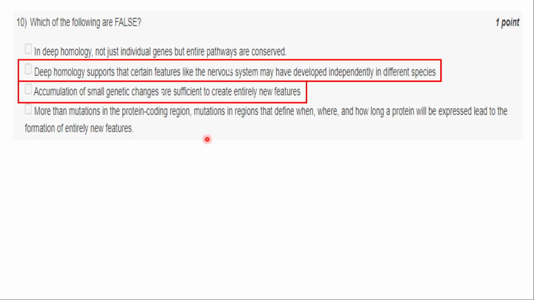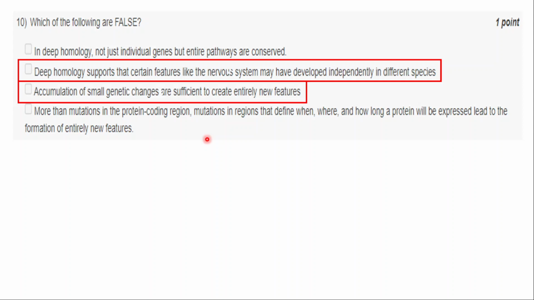Deep homology, on the contrary, validates the converse of this, that the same nervous system in many animals is sharing a similar kind of developmental plan across different species. And accumulation of small genetic changes are not sufficient to create entirely new features, like teeth and neural crest cells. This is what we also encountered in the NPTEL lectures by Professor Subramanian.